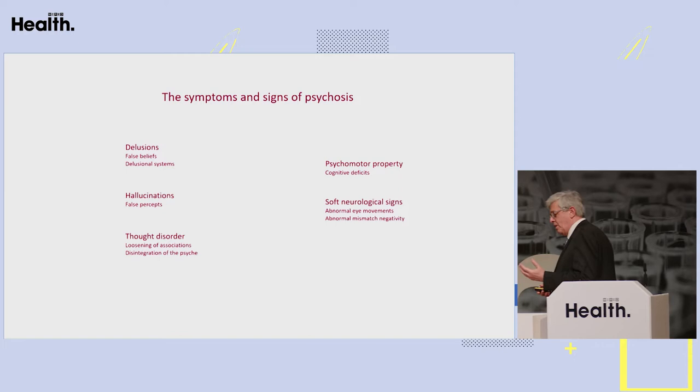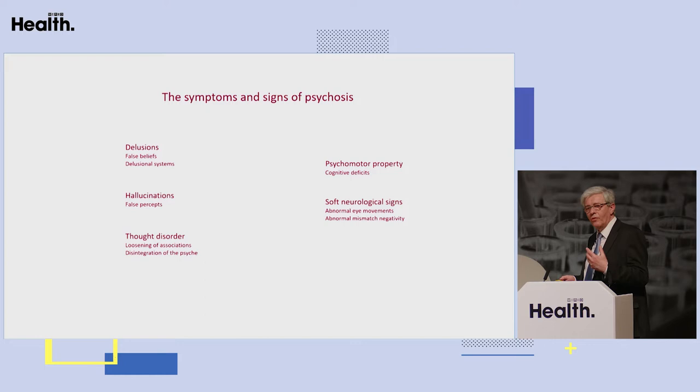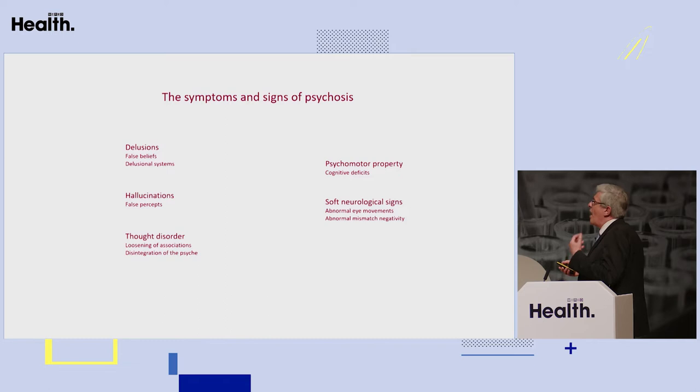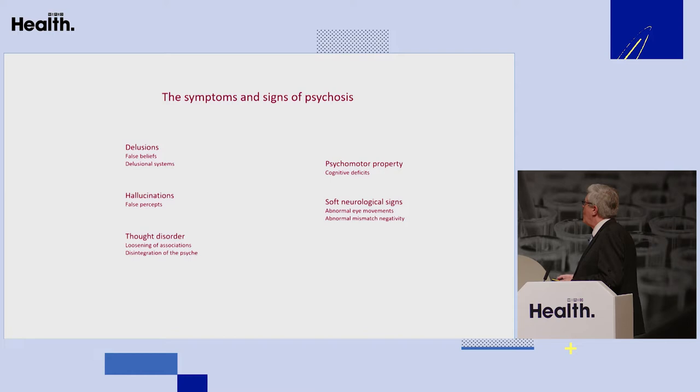What I've done here is just write down some of the symptoms and signs of schizophrenia, making the point that nearly all the phenomenology of psychosis, including delusions, hallucinations and thought disorders can all be construed as some kind of false belief updating or false inference in the sense of delusions being beliefs about the world that are not true, hallucination being false inferences about what's out there causing my sensations, false percepts, and more subtle forms of failures of inference and belief updating in terms of disintegration of our mental life and our psyche.